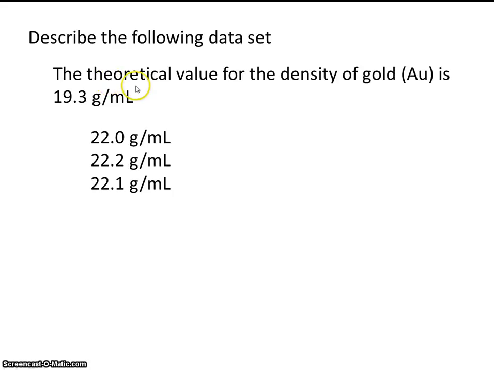How would you describe this? Well, this is the theoretical or accepted value, and these are the values that you got. Looks like your values are not that close to the theoretical value. However, all of your values are close together. So this data set would be precise and inaccurate.